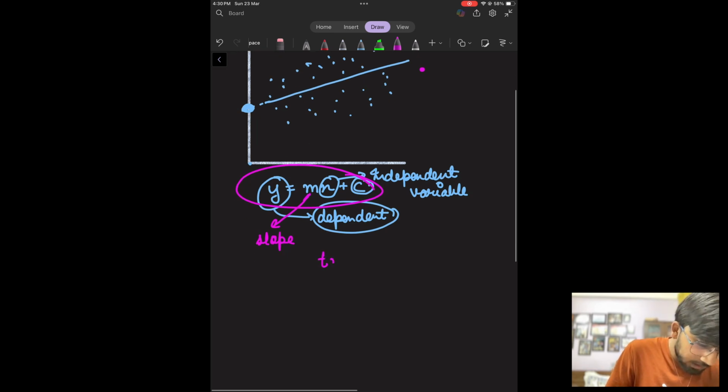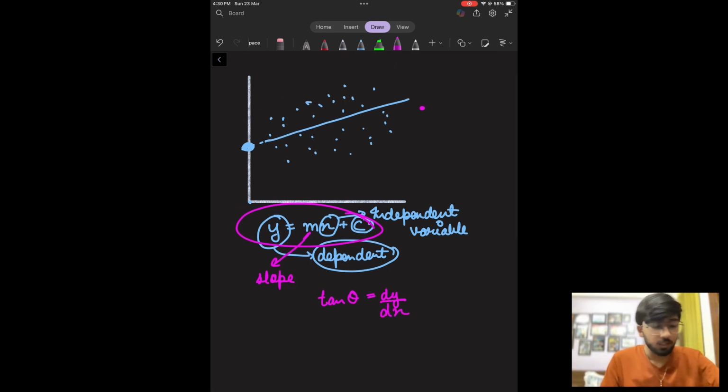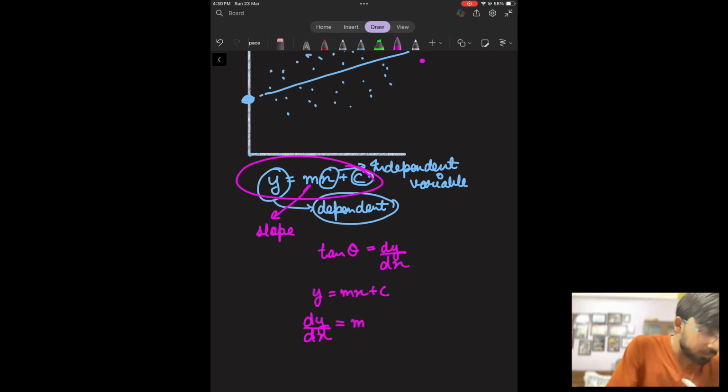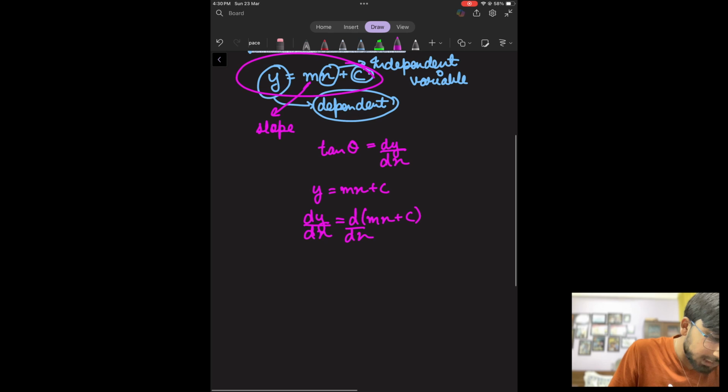tan theta is basically the slope, or you can say the differential dy by dx of this equation will give us the slope. If you try to differentiate y equals mx plus c with respect to x, we will get dy by dx equals d(mx plus c) with respect to x. We differentiate this, c is a constant so we get 0, and m is a constant multiplied with x, so we get m.